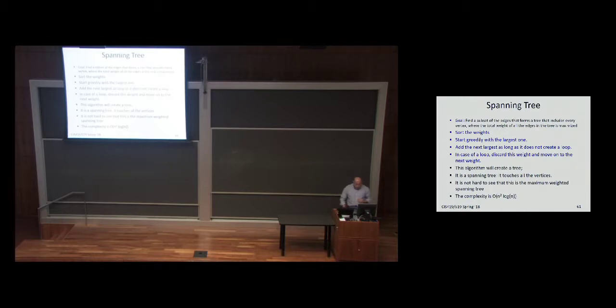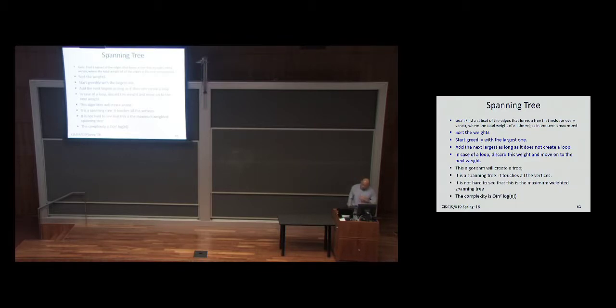How do I do this? Hopefully you've all seen a spanning tree algorithm, so I'm just going to remind you how I find a spanning tree. My goal is to find a subset of the edges in the complete graph that form a tree, which means I want to include all the vertices, but I want the total weight of the edges to be maximized. So the way I do it is in a greedy way. I'm sorting the weights. I'm starting greedily with the highest weight, the heaviest edge if you want. And then I'm adding the next largest as long as I didn't create a loop.